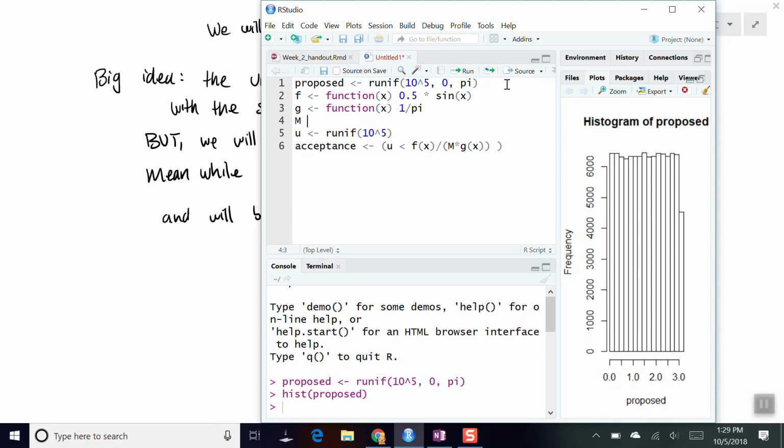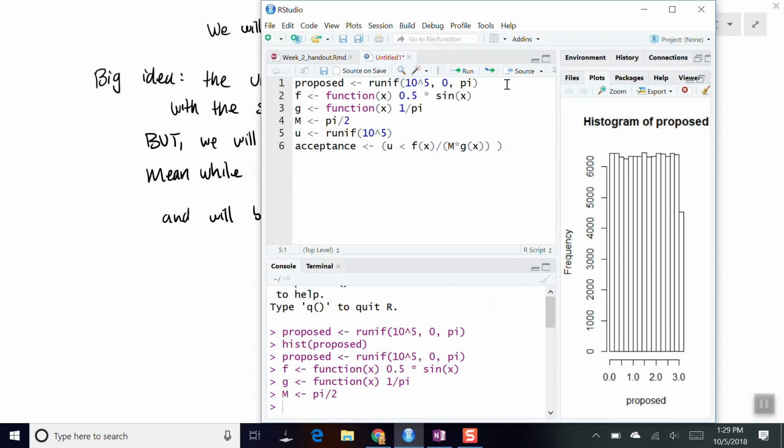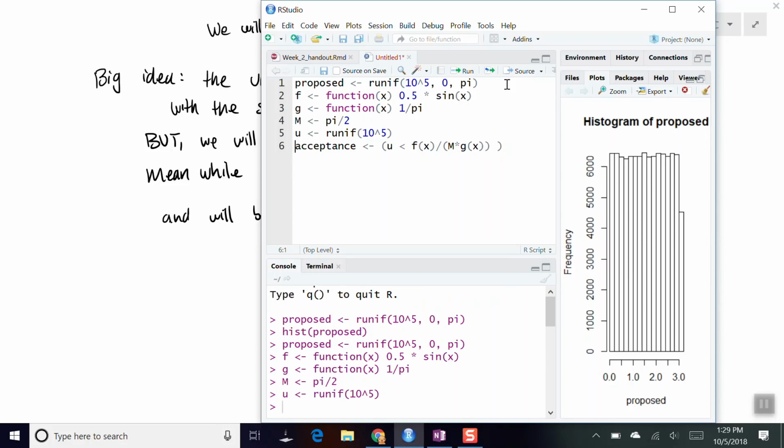And then I have an m, which is pi over 2. A lot of these things cancel out, but I'm just including them all for formality here. So we have our target PDF, 0.5 times sine of x. We have our proposal PDF, g of x, which is 1 over pi. We have the ratio m, so that the proposal will form an envelope.